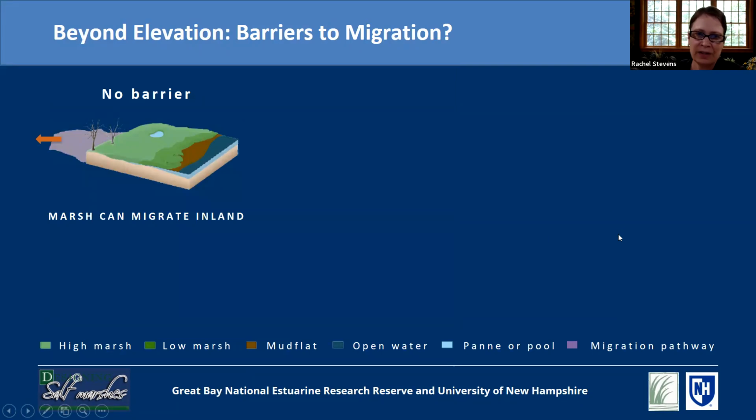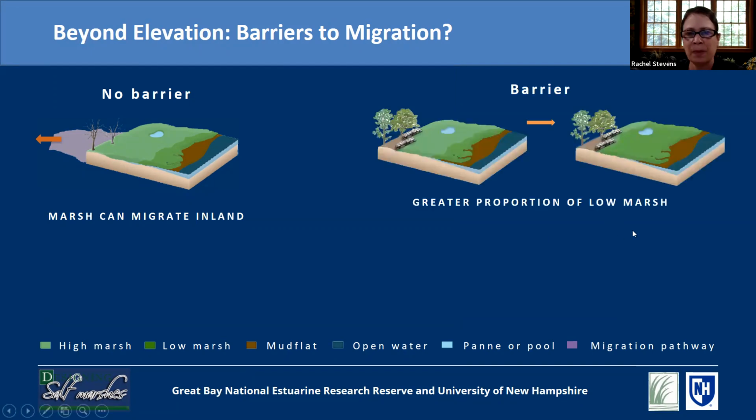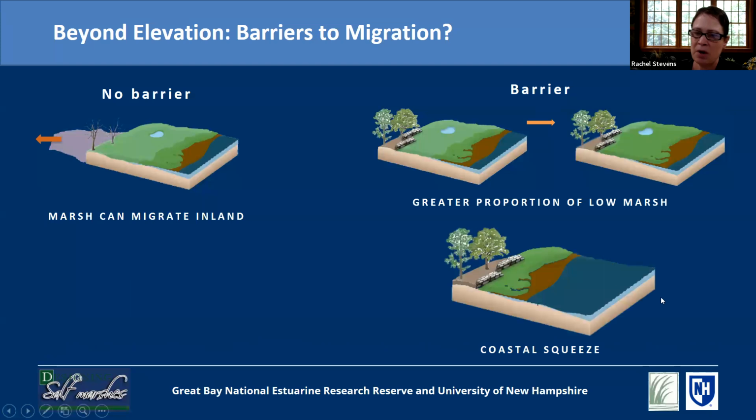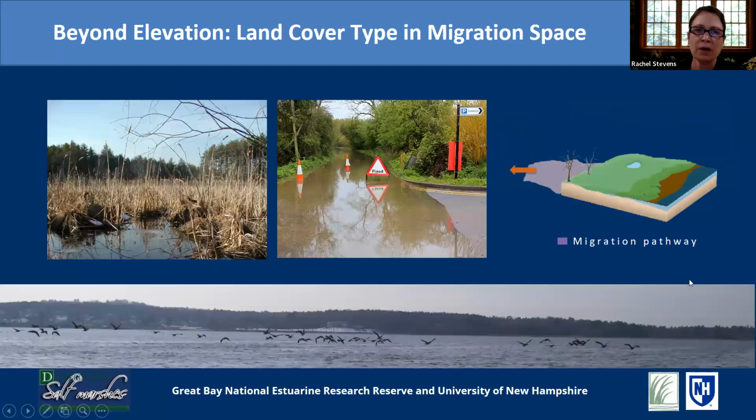Then everybody's considering this: how can a marsh migrate inland naturally? If so, it can self-sustain for the longer term. If there's a barrier, the first sign that you'll see is a greater proportion of low marsh. So this is a drive-by test of whether a marsh is vulnerable. If you see it's dominated by low marsh, then you can see that it's not keeping up with sea level rise. And eventually that low marsh will be overtopped by mudflat and subtidal habitats, and the marsh will be squeezed out.